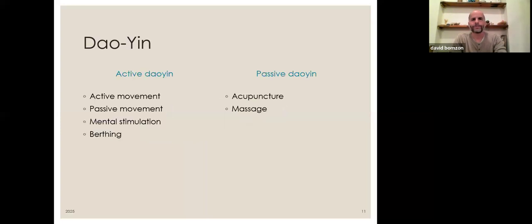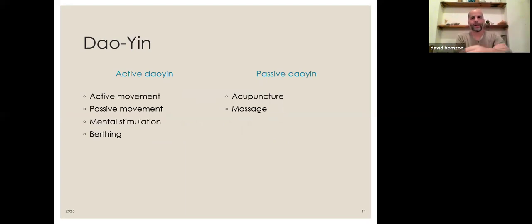Okay, so I like to divide the idea of Dao Yin into 2 sections. One is active Dao Yin. Active Dao Yin is any active movement the patient can do, okay? I'm not influencing it. So for example, active Dao Yin is any movement that the patient can do.